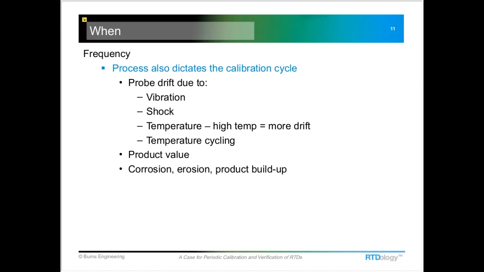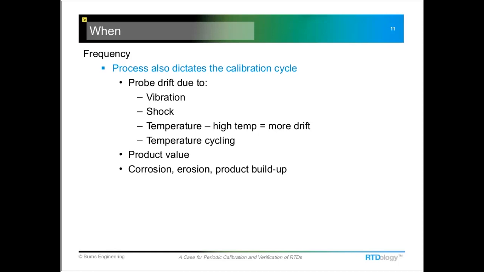Some of these factors, again, are with RTDs, and this also holds true for thermocouples too. But for RTDs, they will drift, and the more vibration there is, more mechanical shock, more temperature cycling, or just running at a high temperature can cause them to drift over time. Again, product value: with higher value product, you're going to want to increase that frequency so that you have a good comfort level that that temperature point is still measuring accurately.